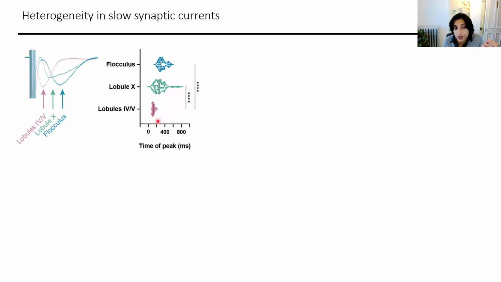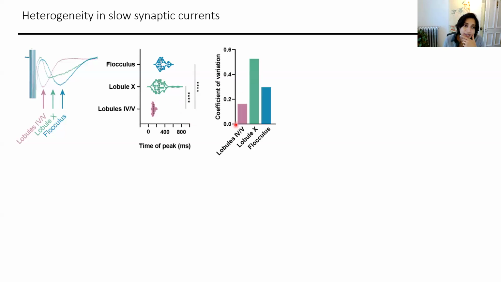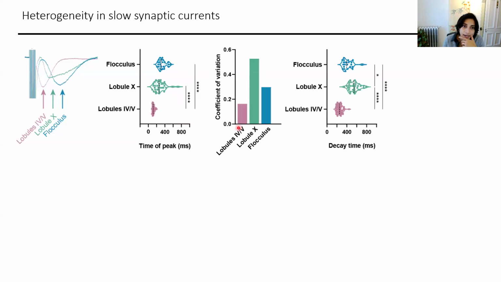is that there's a lot more variability in these two lobules of the cerebellum than in lobules 4-5. So you have a fairly homogeneous population here in the vermis, and in lobule 10 also in the vermis, and in the flocculus out in the hemisphere, you have much longer delays for this current, as well as more variability within those regions, and that's reflected by the coefficient of variation.